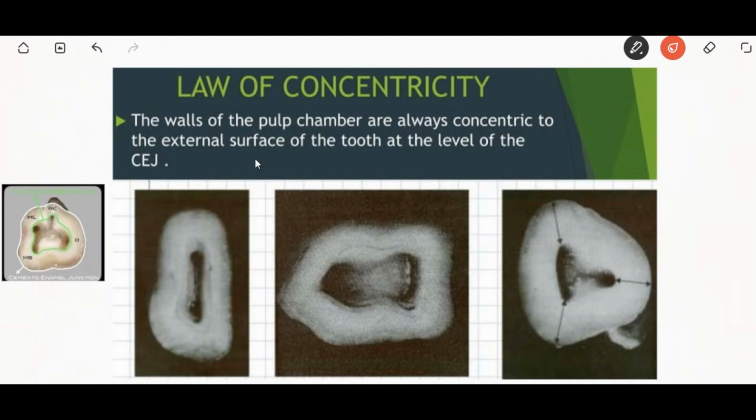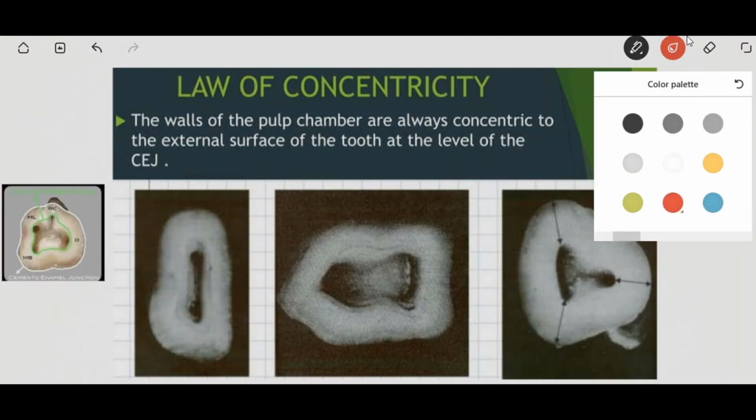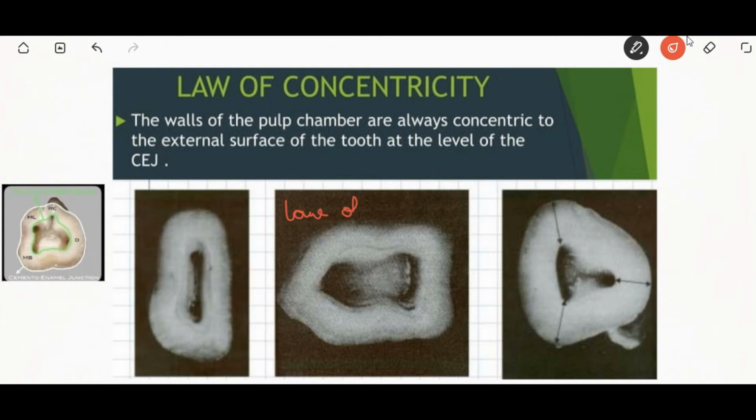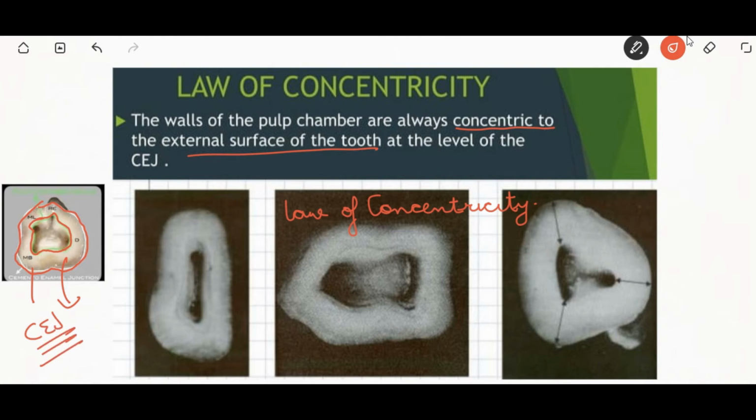It states that the walls of the pulp chamber are concentric to the external surface of the tooth. So the external tooth surface will reflect the anatomy of the pulp chamber. If there is a concavity in the external surface of the tooth, a similar concavity will be seen at the wall of the pulp chamber. The walls of the pulp chamber are always concentric to the external surface of the tooth at the level of the cemento-enamel junction.